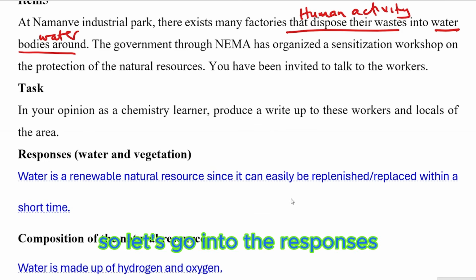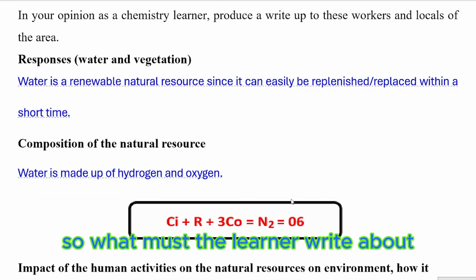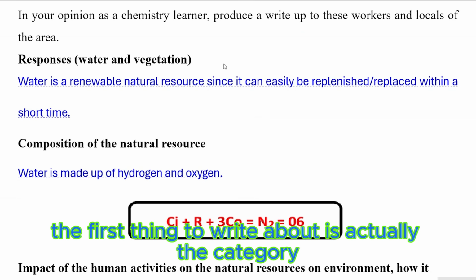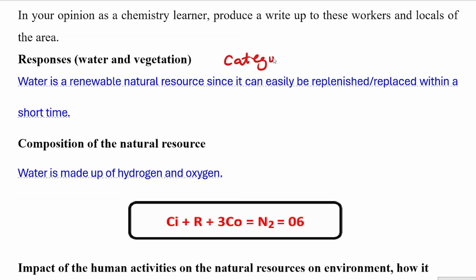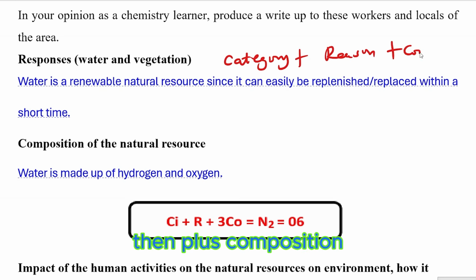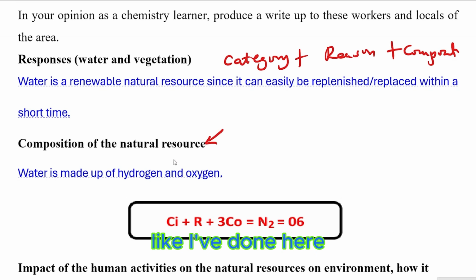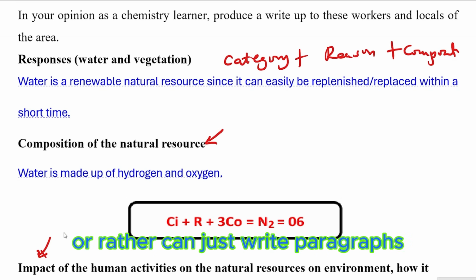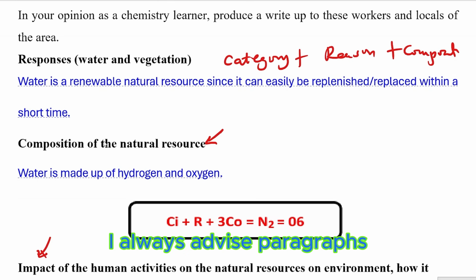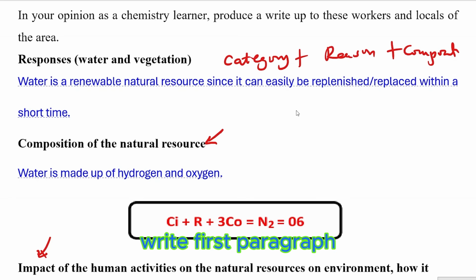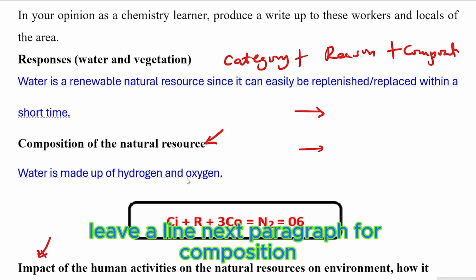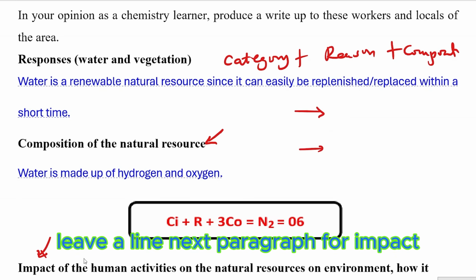So let's go into the responses. What must the learner write about? The first thing to write about is the category plus the reason, then plus composition. A learner can use subheadings like I've done here, or can just write paragraphs. I always advise paragraphs. Write the first paragraph, leave a line. Next paragraph for composition, leave a line. Next paragraph for impact, leave a line.